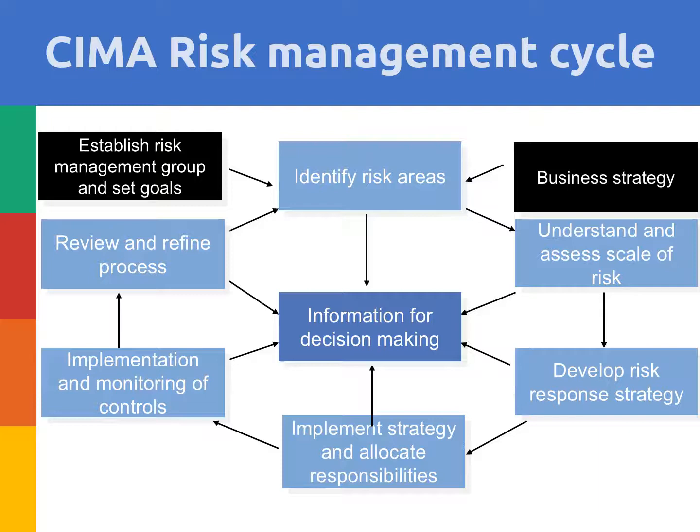Risk management can start with a framework such as the TARA framework. This suggests that the high impact, high likelihood risks should be avoided. High impact, low likelihood risks should be transferred. Low impact, high likelihood risks should be reduced, and low impact and low likelihood risks can be ignored.